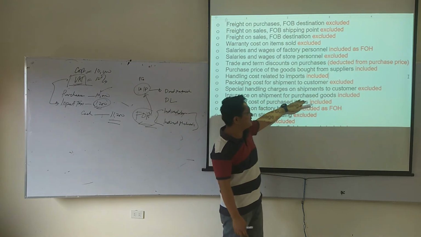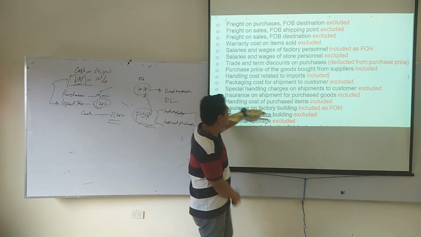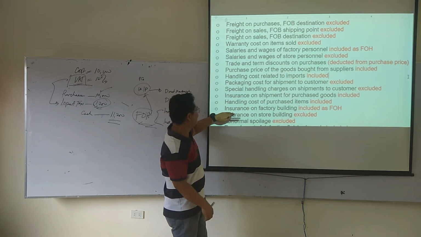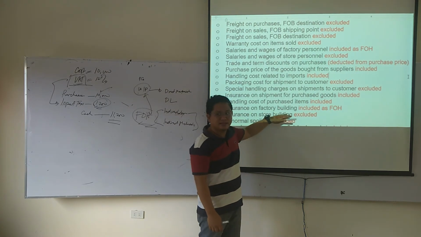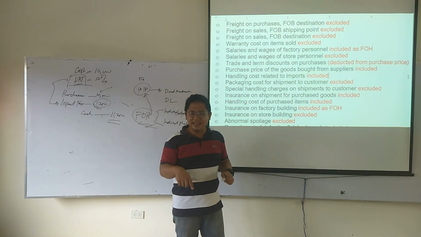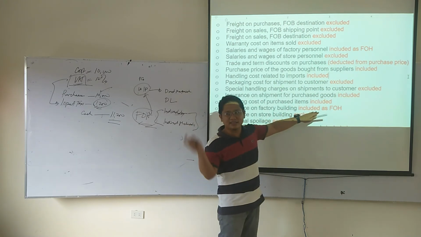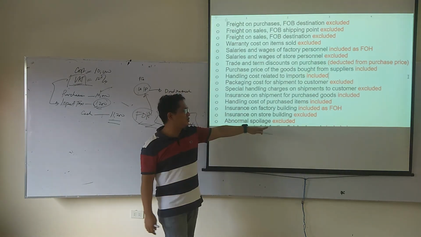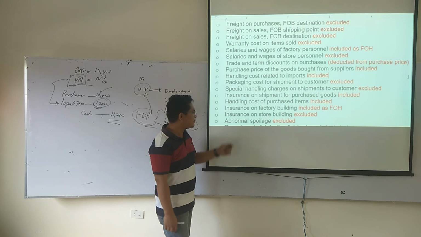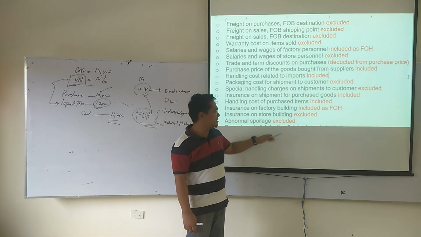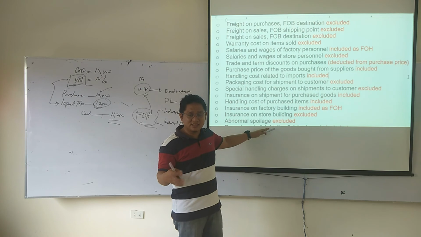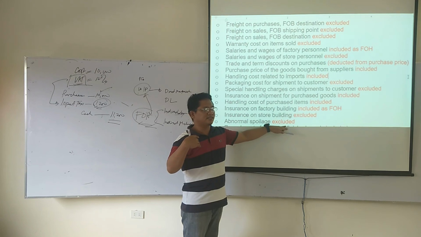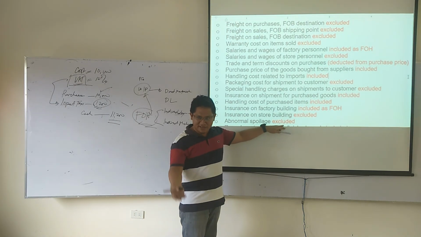Insurance on shipment for purchase of goods. Again, going in, included. Handling costs for purchase items, included. Insurance on factory building. Factory building, necessary for making of the product, so it's factory overhead. Factory overhead, part of inventory. Insurance on store, selling. Abnormal spoilage, excluded. Normal spoilage, included. So it's like malpractice, mismanagement, something like that.